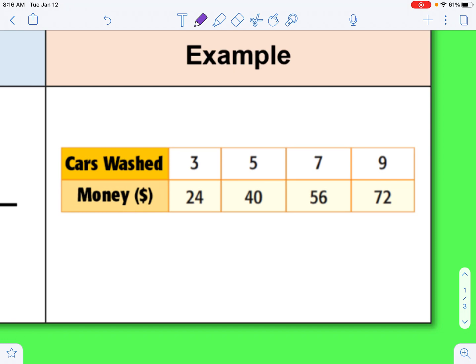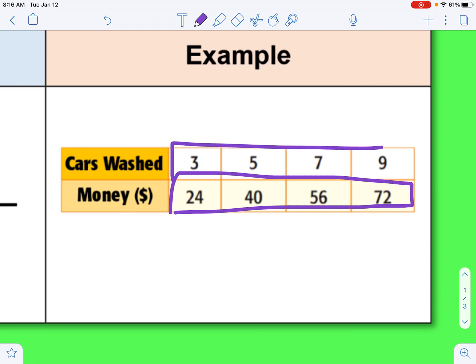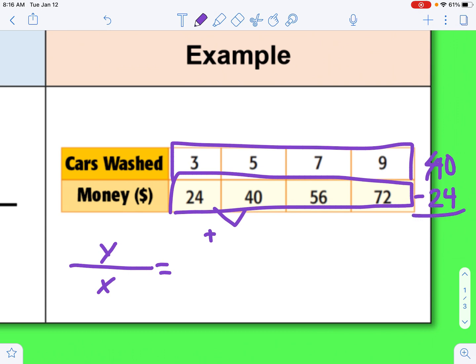So we need to figure out what's changing in our y numbers and what's changing in our x numbers. Rate of change is y over x, so let's start with our y first. To get from 24 to 40, that's adding because it's going up, and we need to figure out how much. If you're not sure, we can subtract 40 minus 24, which gives us 16. So we're adding 16.